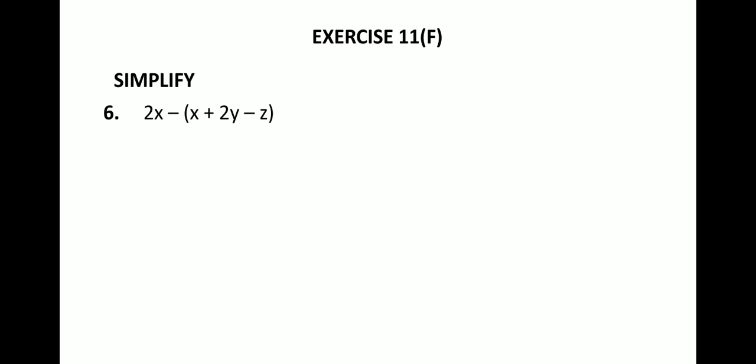So let's discuss some of the problems from exercise 11F, where we have to simplify. I have taken question number 6, which is 2x minus x plus 2y minus z. Here we need to simplify it. When you have to simplify, always try to simplify within the bracket first. Here within the bracket, all the terms are different, which means all the terms are unlike terms. So it cannot be simplified inside the bracket.